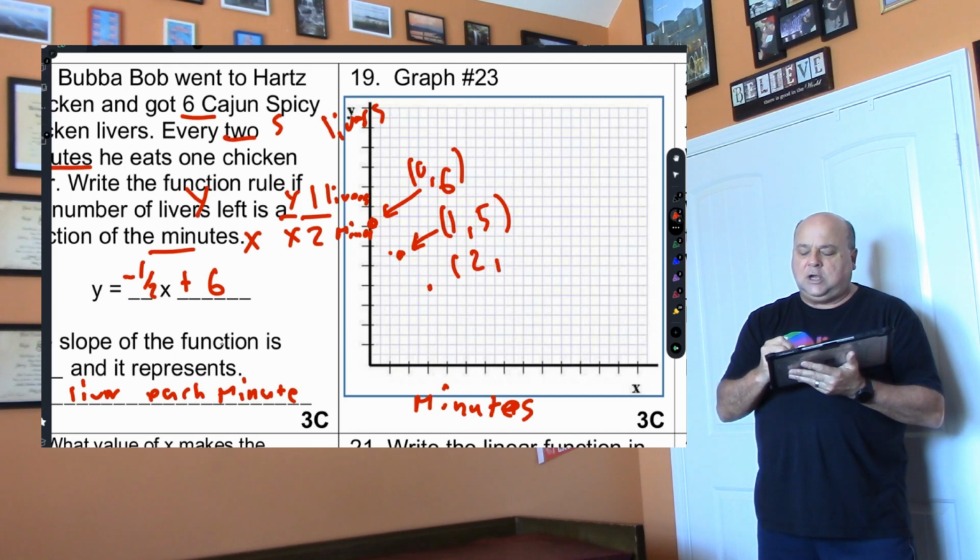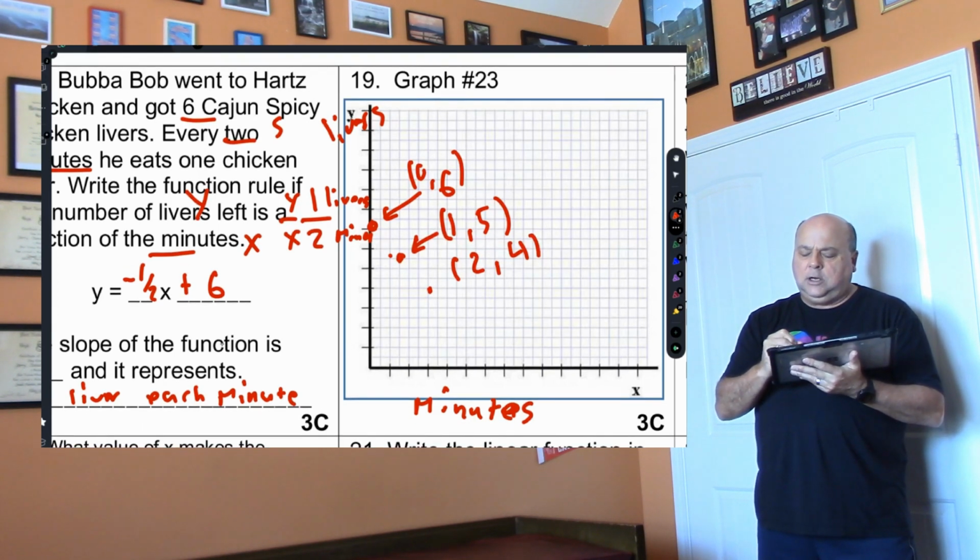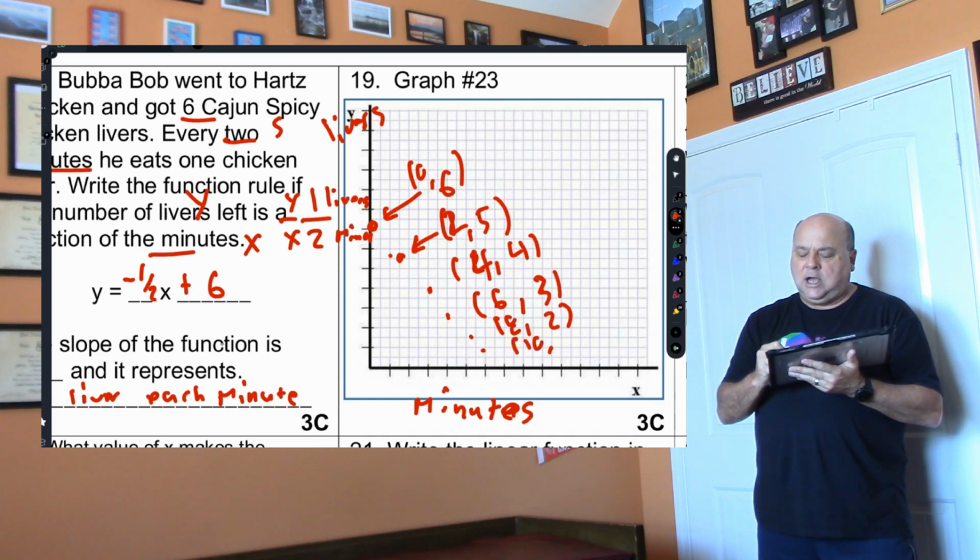Then this will be 2 comma 4. I'm sorry, no, this will be 2 comma 5. 4 comma 4. And then 6 comma 2 or 3. 8 comma 2. 10 comma 1. And my points are not really accurate.